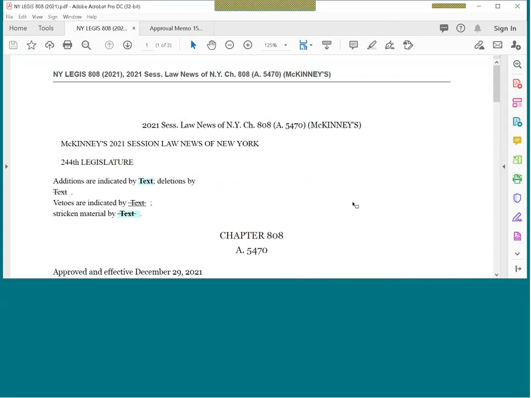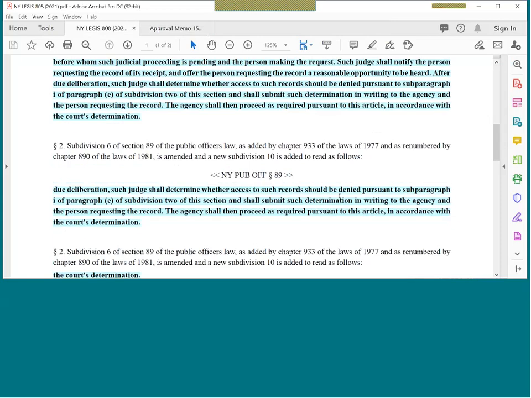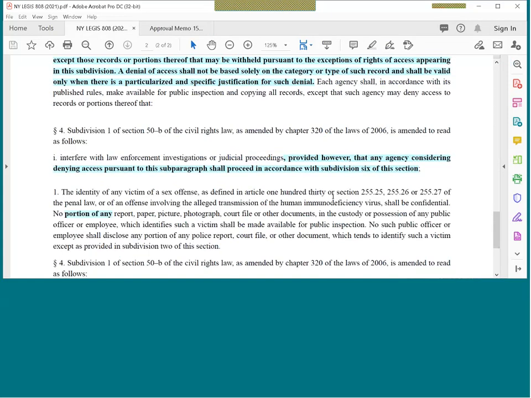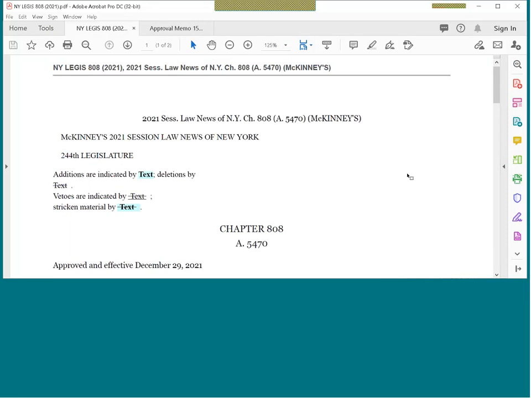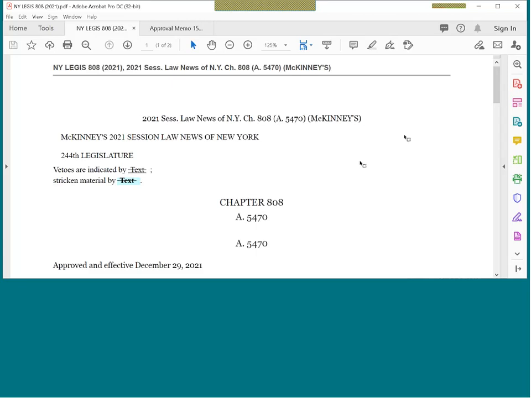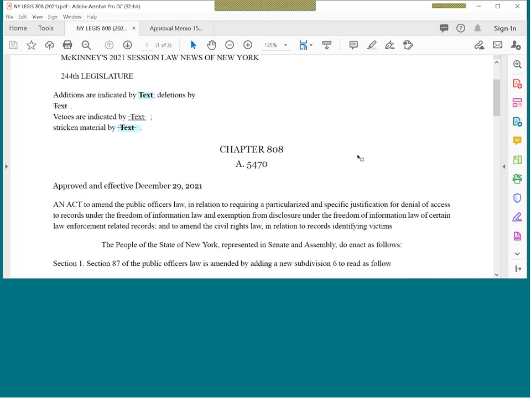So I just want to very quickly go over what the law states. It was signed, remembering the signature date, I apologize, I forget when. It was fairly recent. Chapter 808 of the laws of 2021. So it was signed, it's right in front of my face, December 29th of 2021, by the governor. And there are some provisions of Chapter 808 that relate to an agency's responsibilities under FOIL, generally, and also specifically relating to law enforcement records.